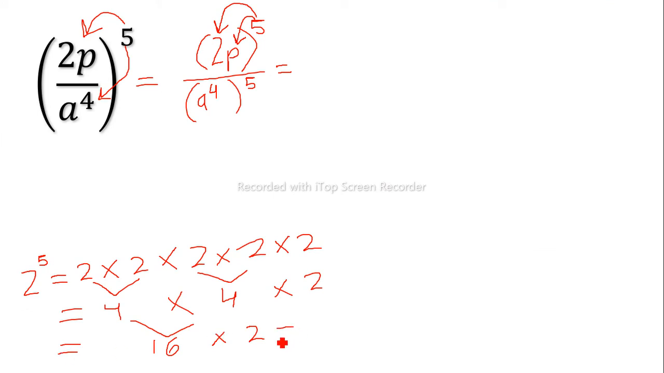32. Good. So the top number, 2 to the 5th, is 32. And it's going to be p to the power of 5, divided by 4 times 5 is 20. Good. So 32 p to the 5th over a to the power of 20. And that's how we do that.